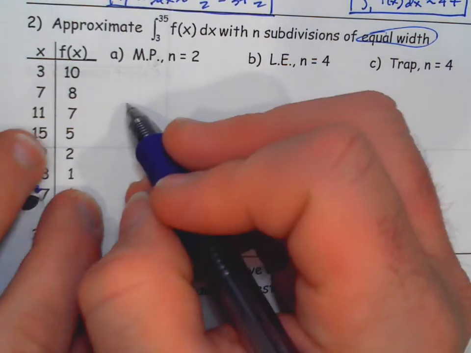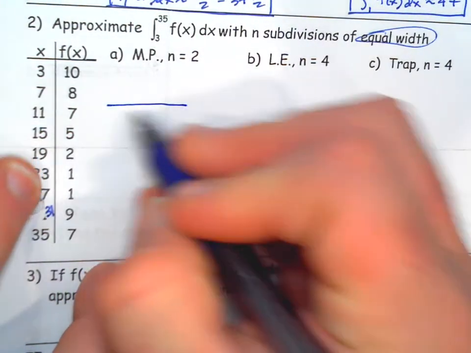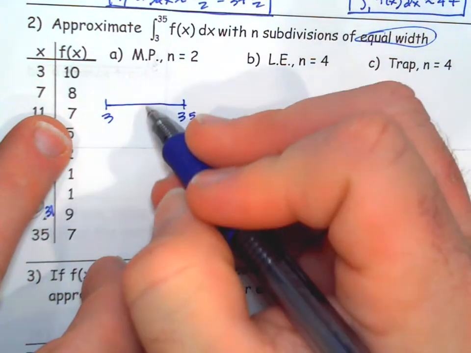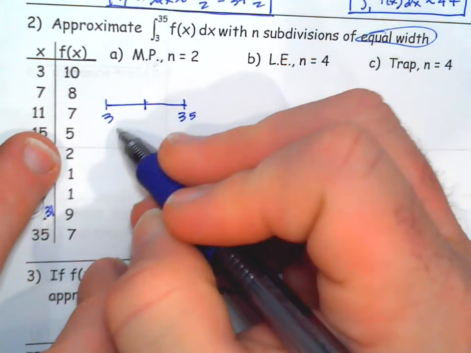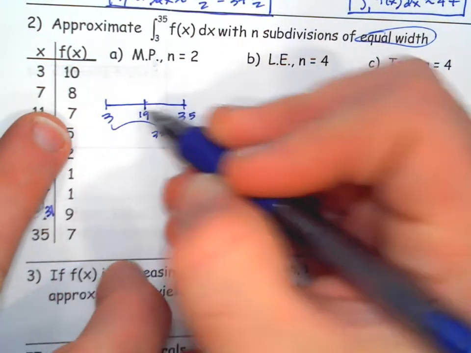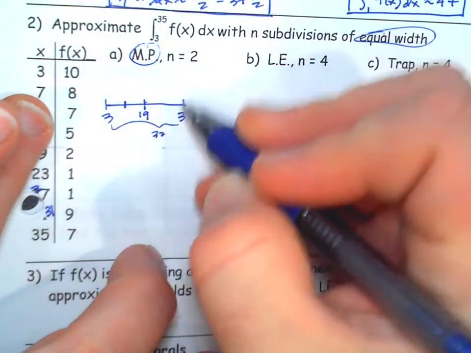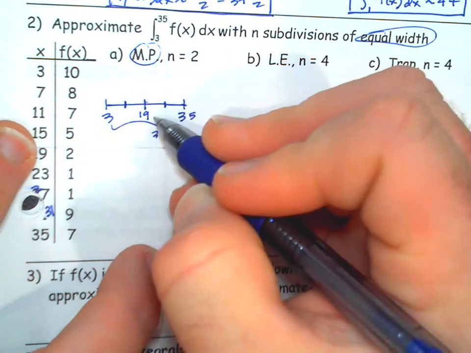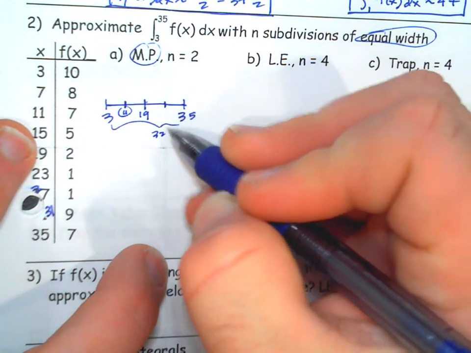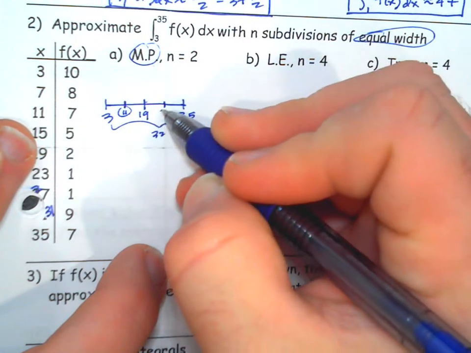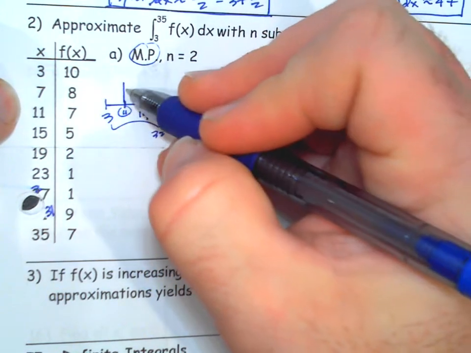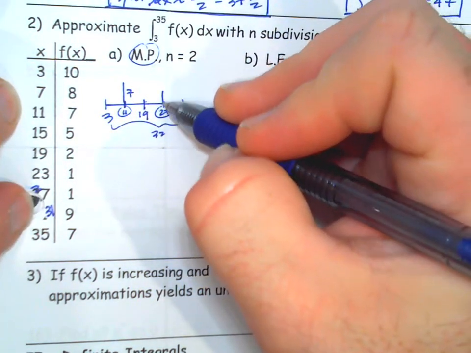So I would just start drawing a picture. We're going from 3 to 35, two subdivisions. So that is 32, so it's going to be 16, that's going to be 19. But then for midpoint, we need halfway between those. So 3 plus 8 is 11. And another 16, so add 8, it's going to be 27. And so 11 is going to be 7, and 27 is going to be 1.